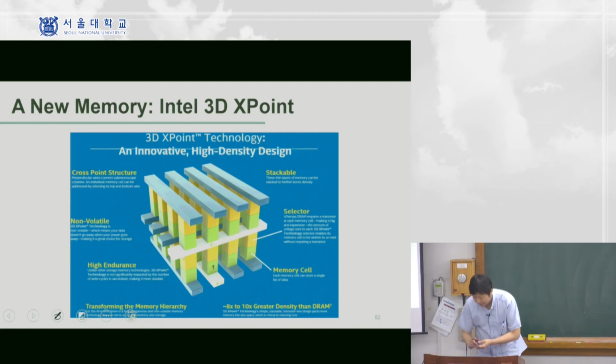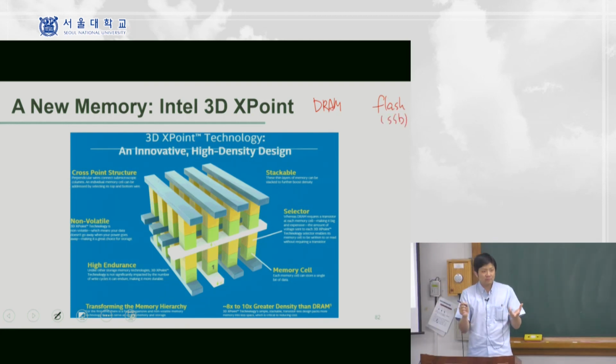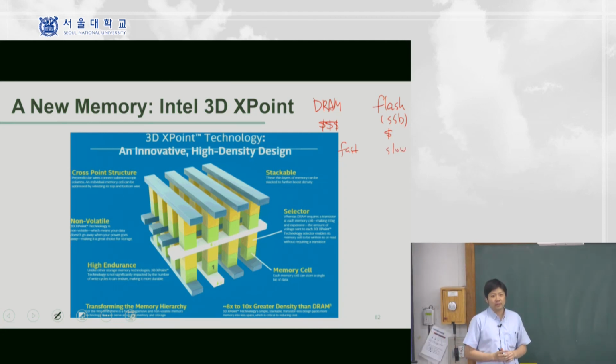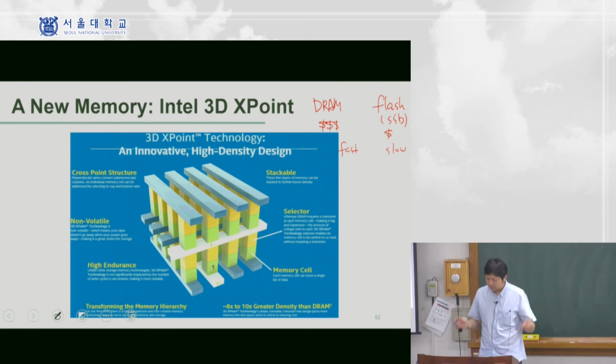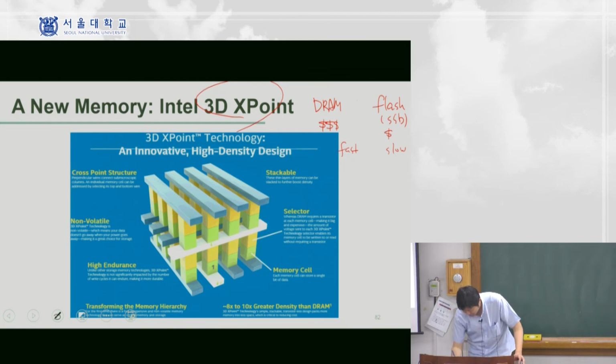So if you compare DRAM and flash, like SSD or USB, DRAM is more expensive, and flash is cheap, but DRAM is much faster than flash. DRAM access time is much shorter than SSD access time, right? So there's a trade-off between DRAM and flash, and this 3D crosspoint is exactly in the middle.